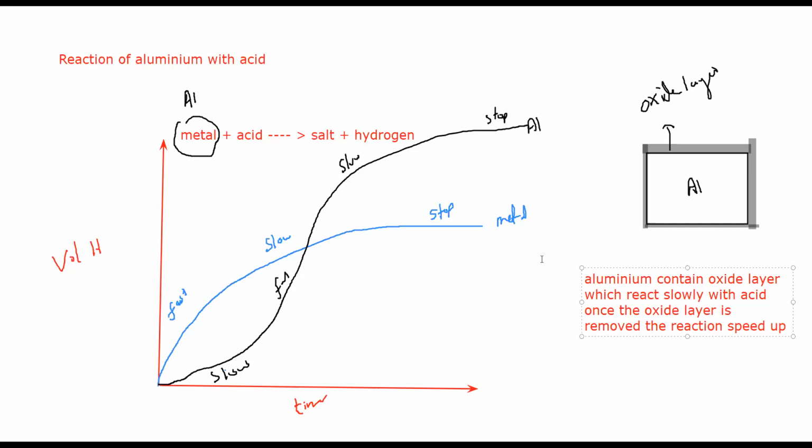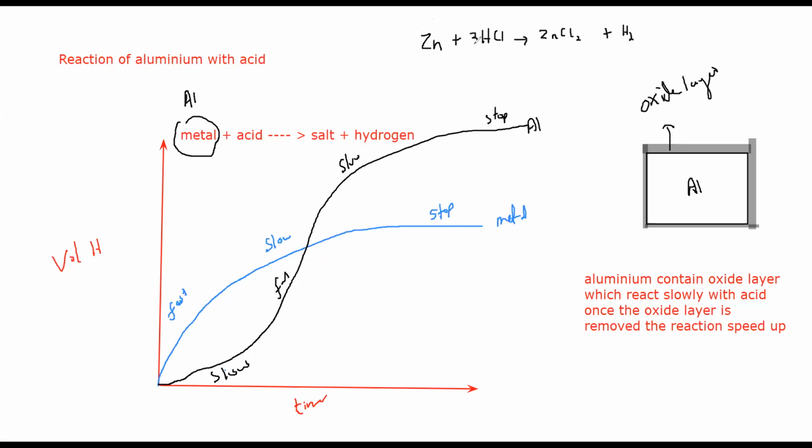So due to the oxide layer, reactions of aluminium are slower, and aluminium is giving a greater amount of hydrogen as compared to other metals. When you write an equation, if I say zinc is reacting with hydrochloric acid, zinc plus hydrochloric acid, it will form zinc chloride plus hydrogen.